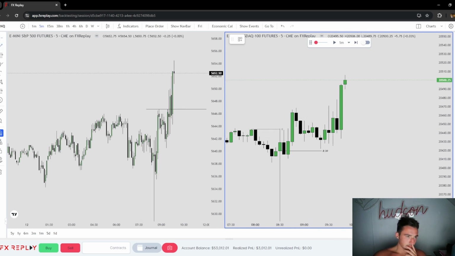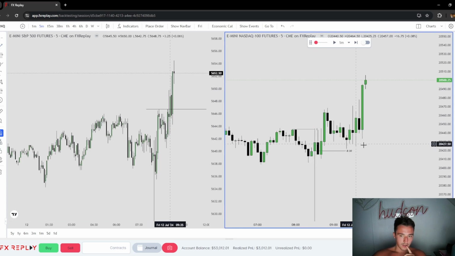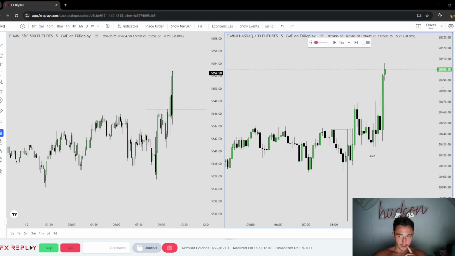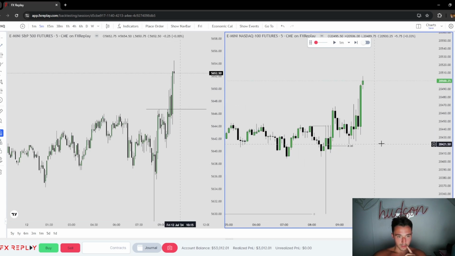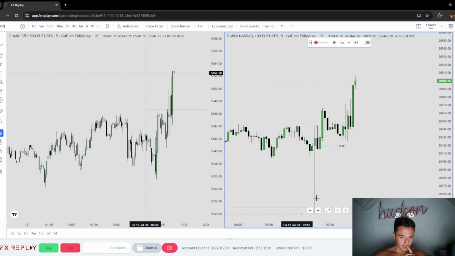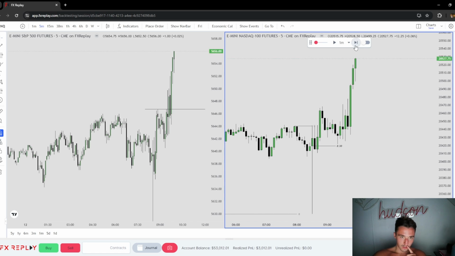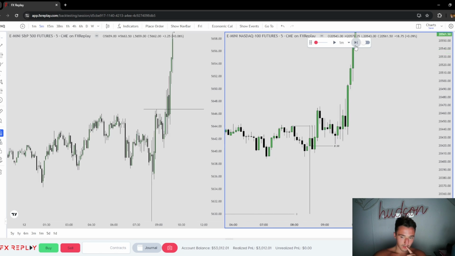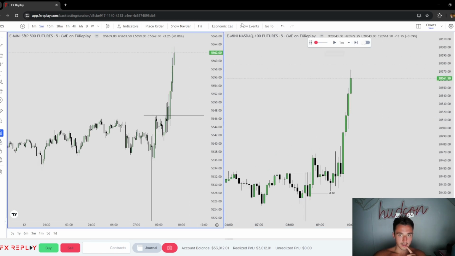damn. That sucks. I can't take anything because nothing aligns with what I just said. So unless we form an SMT, I can't take anything. I can't take anything. I'm going to have to watch this run.